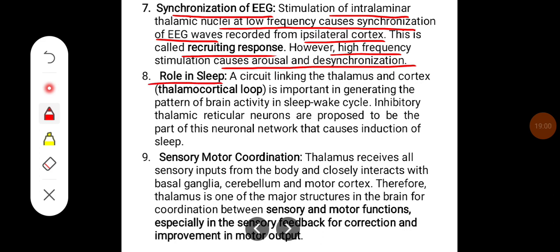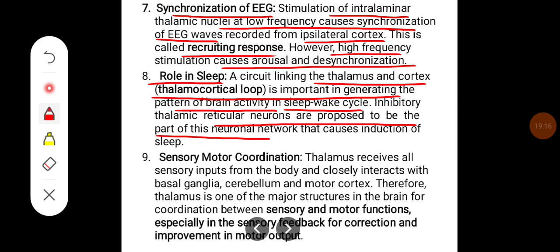It has a role in sleep. A circuit linking the thalamus and cortex, that is the thalamocortical loop, is important in generating the pattern of brain activity in the sleep-wake cycle. Inhibitory thalamic reticular neurons are proposed to be part of this neuronal network that causes induction of sleep.